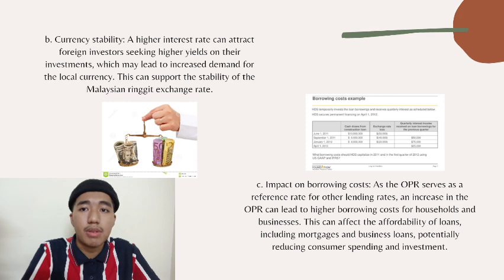And the last one is impact on borrowing costs. As the OPR serves as a reference rate for other lending rates, an increase in the OPR can lead to higher borrowing costs for households and businesses. This can affect the affordability of loans, including mortgage and business loans, potentially reducing consumer spending and investment.